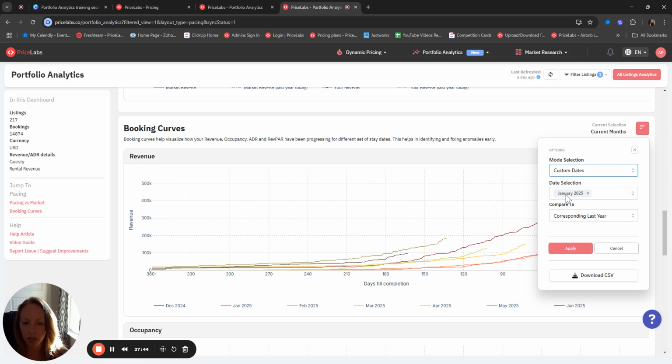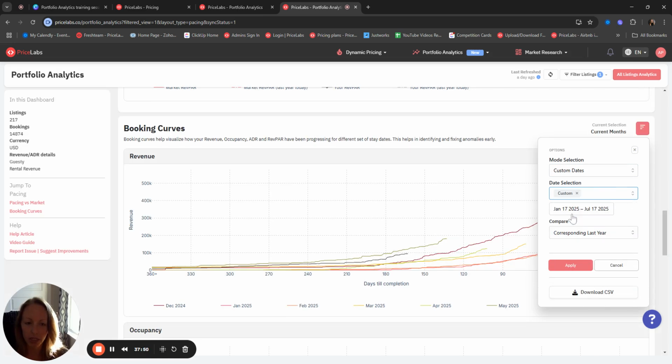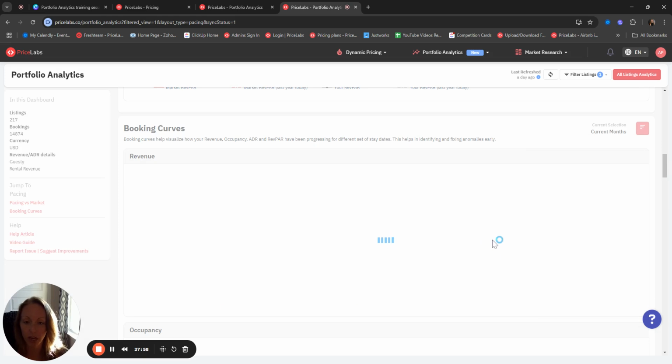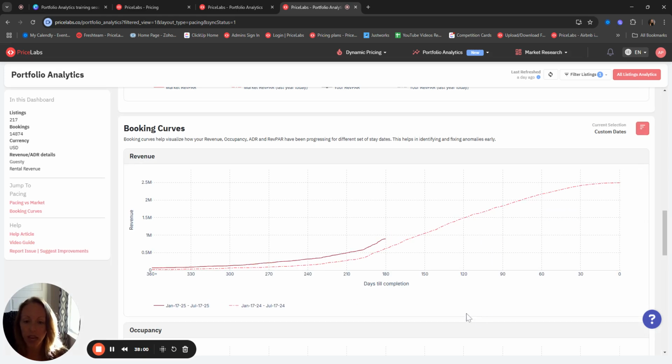Now you can just select a month from this drop down, or you can do completely custom dates. So I can just look at the next 6 months from today if I wanted to versus corresponding last year, click apply. And the dashed line is going to be last year's data. The solid sort of maroon line is this year's data.